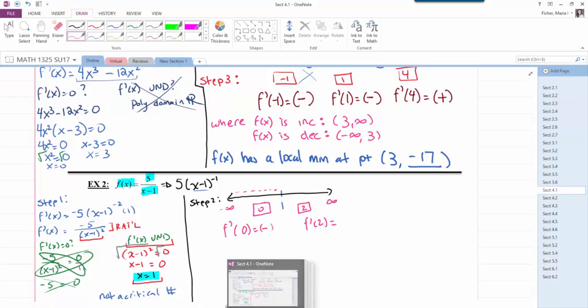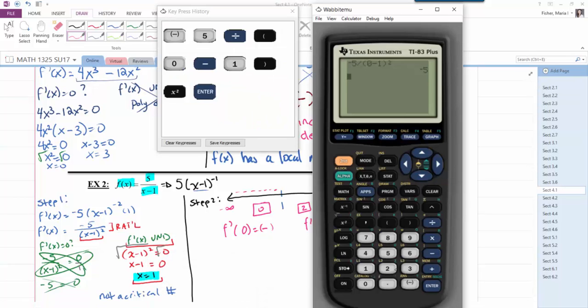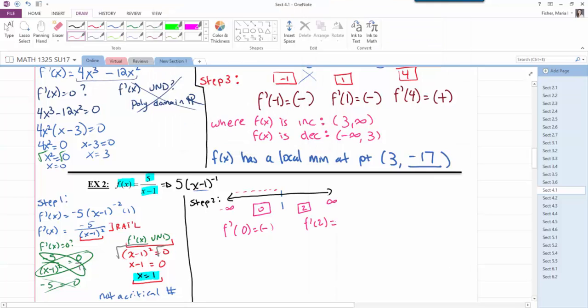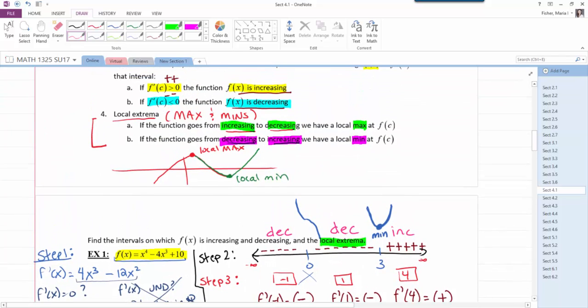Well, let's try plugging in a positive 2. So negative 5 divided by 2 minus 1 squared, we end up with also a negative value, which means that all the numbers in this interval are also negative. So step 3 here again was picking the numbers and then figuring out whether we are positive or negative.